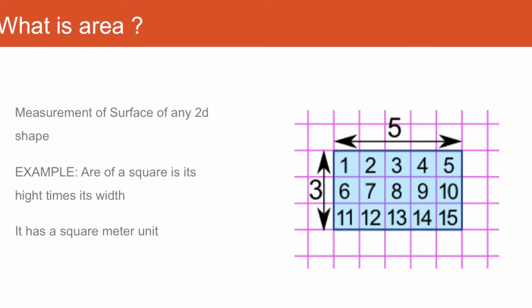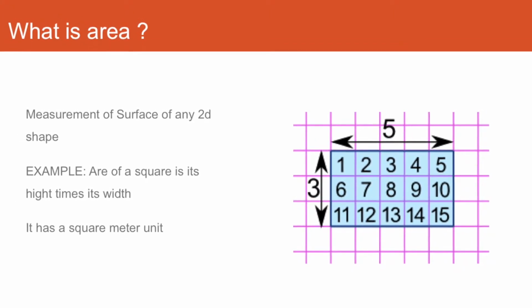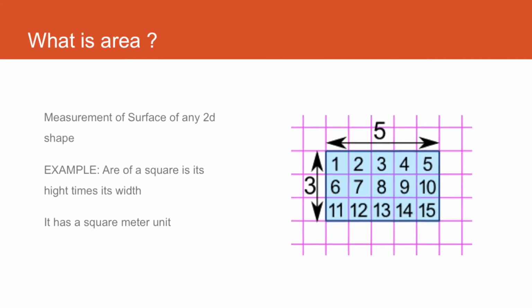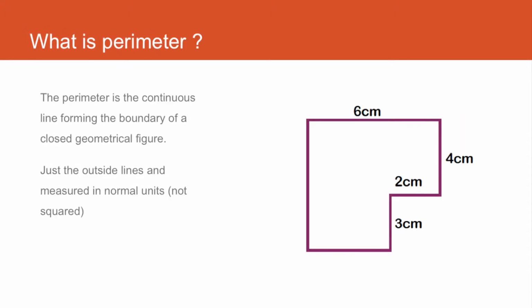The measurement of any surface in a 2D shape is the area. An example is this square that you can see. You measure it by height times width, and it has a unit of square meters.